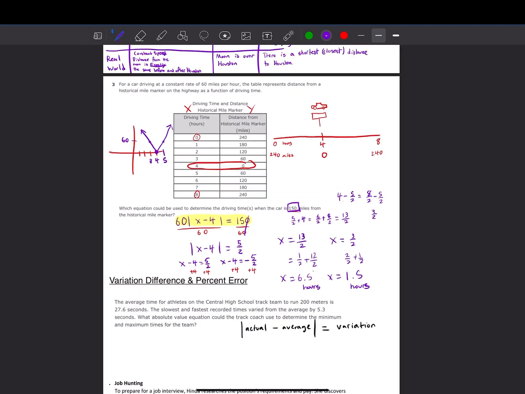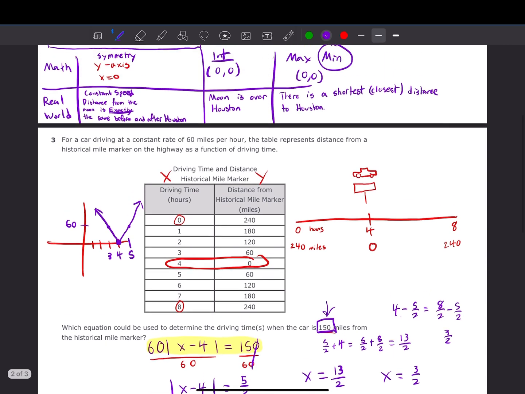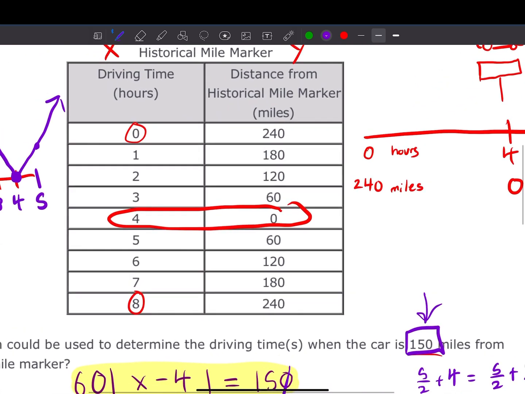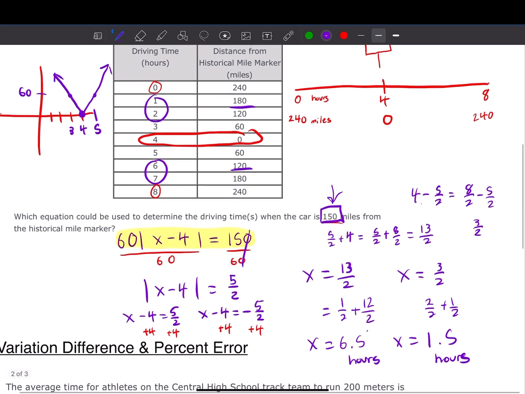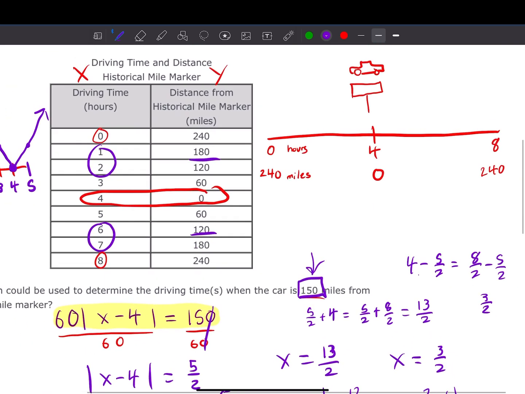So when am I exactly 150 miles away? Well, 150 is between 120 and 180. So I'm between 1 and 2 and between 6 and 7. Looks like I'm exactly halfway between 6 and 7. I'm 6.5 and 1.5. So at 150 miles, that would be somewhere about there and here.